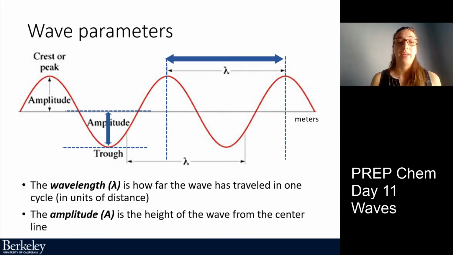We can also define the amplitude of the wave. The amplitude is defined as the height of the wave from the center line. Here in the dashed lines, I've denoted where the center of the wave is, and then where the trough is. So that distance between the center and the trough is defined as the amplitude.